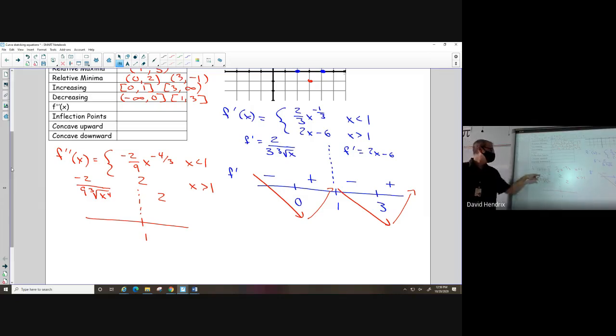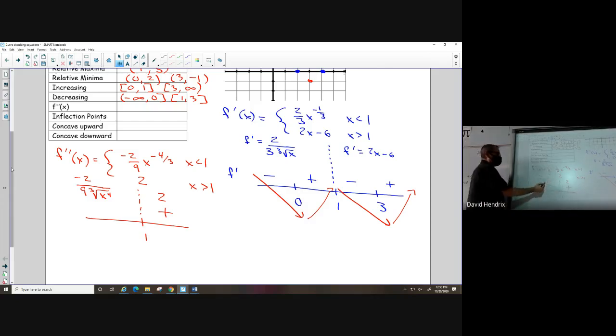Because if you can't figure out what these are, then it's going to be really difficult coming up with your sign chart. So hopefully easily, on the right-hand side, since f double prime is 2, is that 2 a positive or negative number? Positive. So it means we have a positive second derivative for every value greater than 1. Right? So it means we're going to have a concave up function.